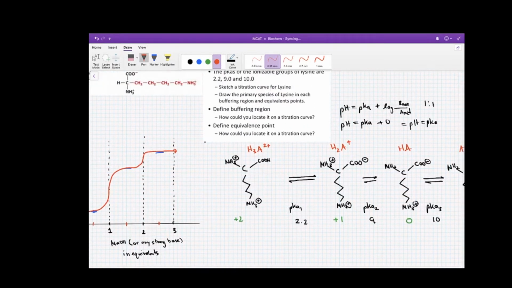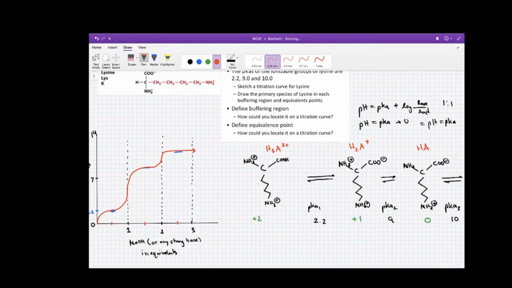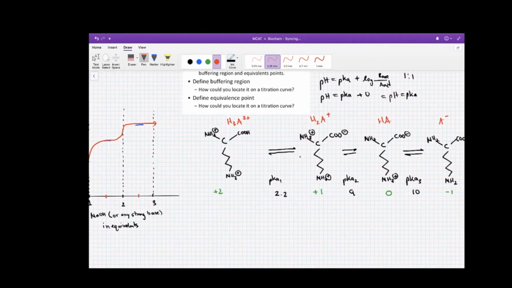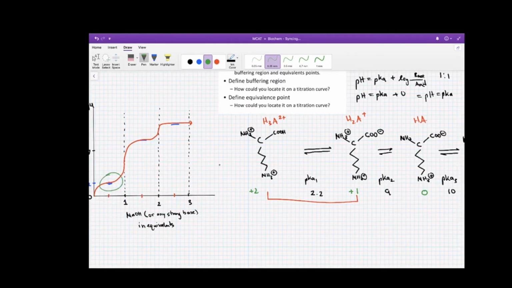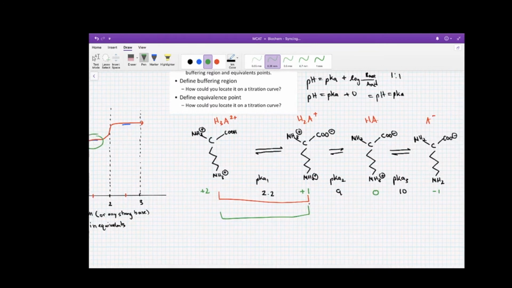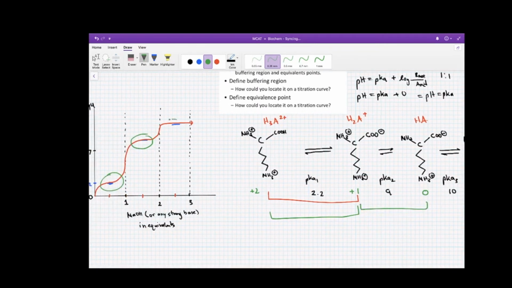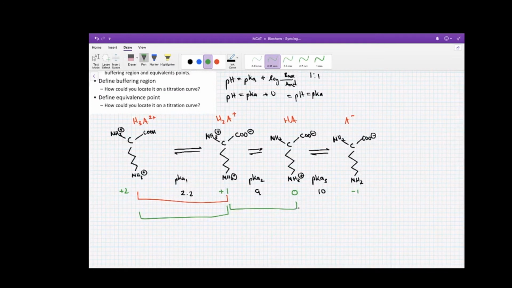So sketch a titration curve for lysine. We went ahead and sketched that. Draw the primary species of lysine in each buffering region and equivalence points. So at the equivalence points, between, for example, 2.2 and 9, all we have is this at the exact equivalence point for our first equivalence point. And at the buffering region, all we have is these two, right, for our first one. So in this buffering region right here, all we have is these two amino acids. In this buffering region, all we have is these two acids. And in this buffering region right here, all we have is these amino acids. Right? So that's a good start right there.